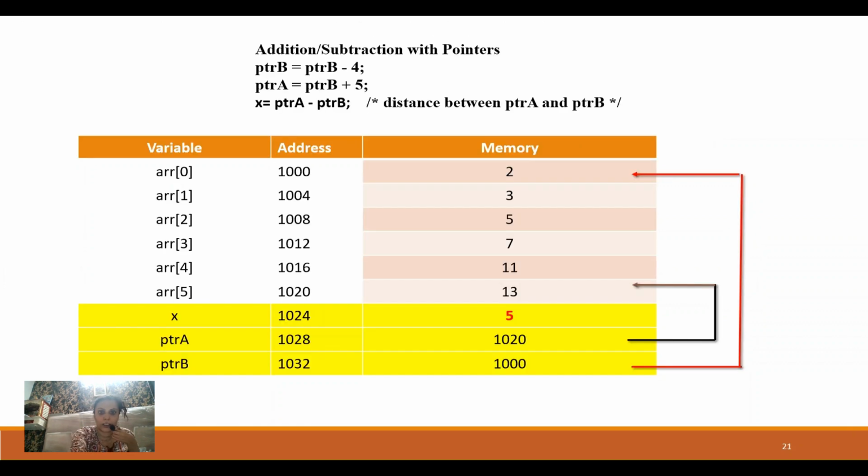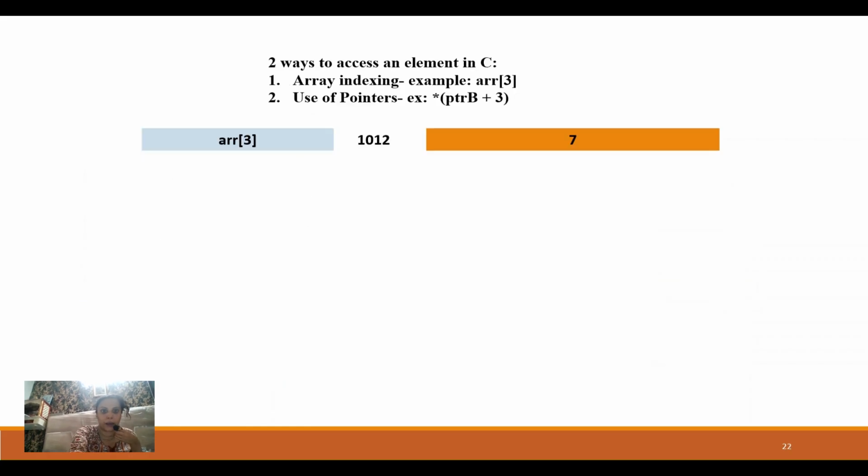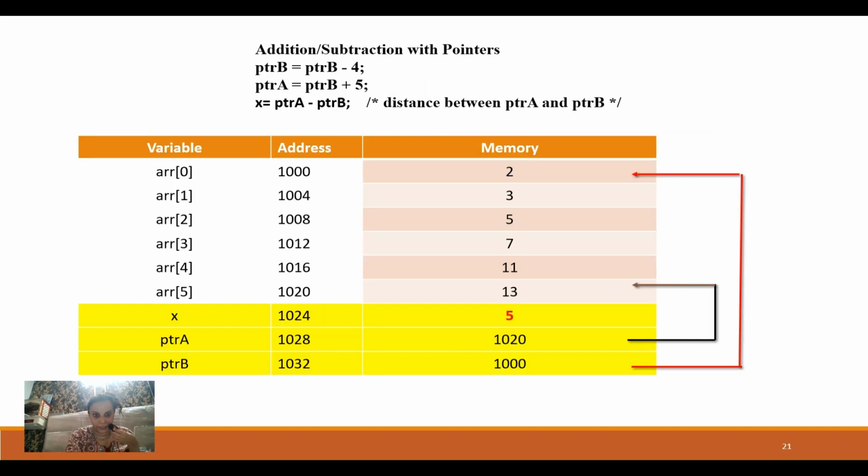ARR3 is at memory address 1012, and the element is 7. So ARR3, the actual value, is 7. Or we could use pointers. So ptrb plus 3, what is ptrb plus 3? ptrb is where? Plus 3, 1 2 3, and then it's going to be 7.